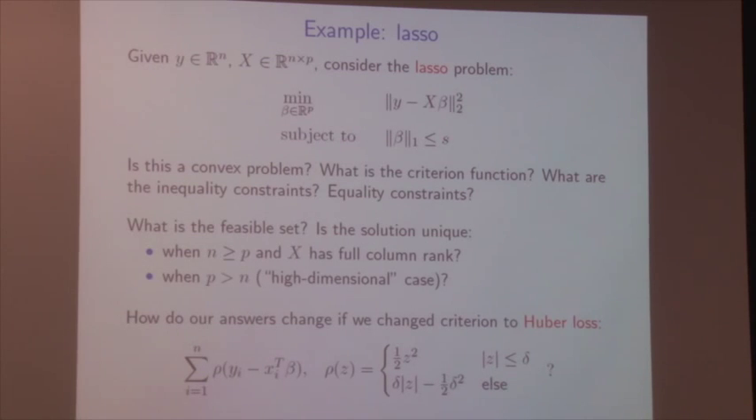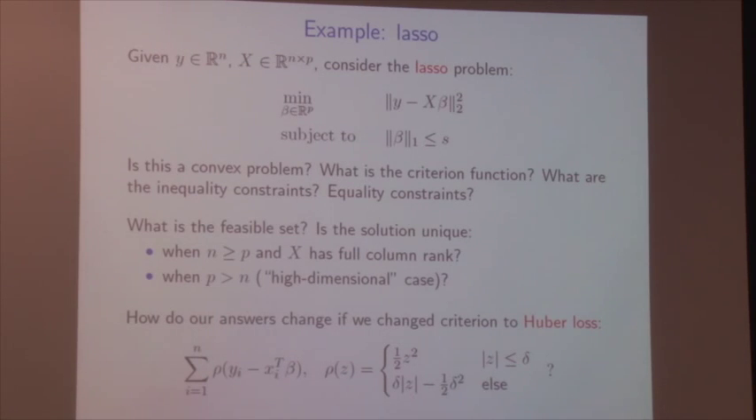So our objective function f is that least squares term at the top. What's the inequality constraint? It's pretty obvious, right? It's that L1 term. Are there equality constraints? No. Okay. So is this problem convex? Yes, right? In fact, we've solved it all the time. Okay. So let's talk about now when it's got a unique solution.